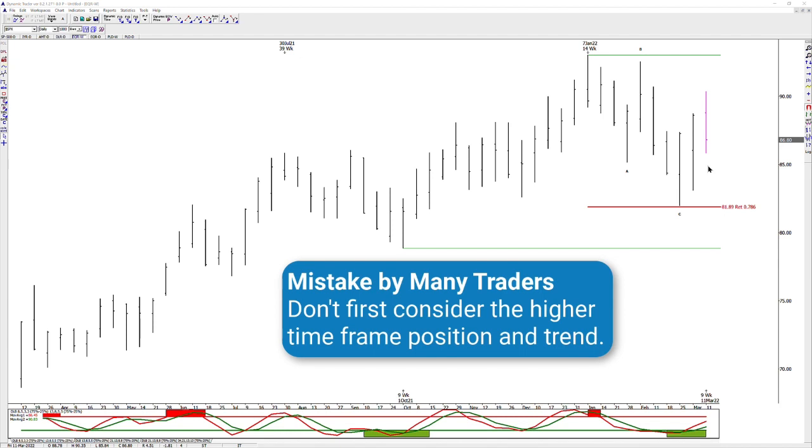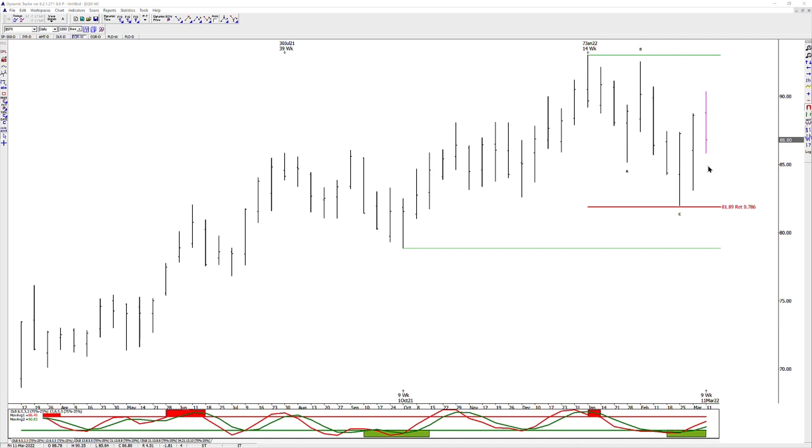Maybe you're a shorter term trader. The higher time frame may be daily data. And you need to look and see what the position of the market is on the daily data and then work down to the intraday data. So a big mistake is not doing multiple time frame analysis.